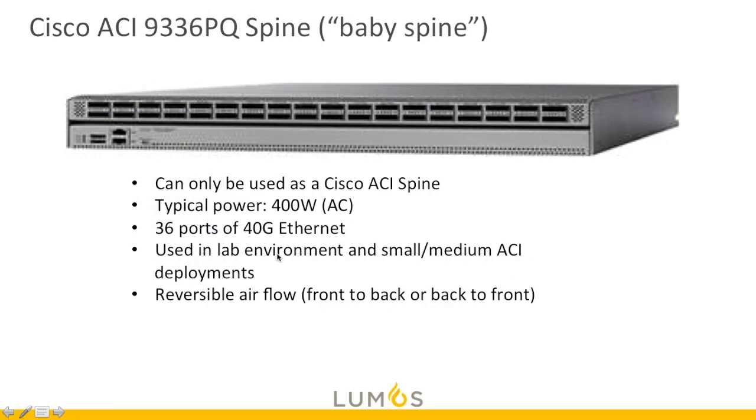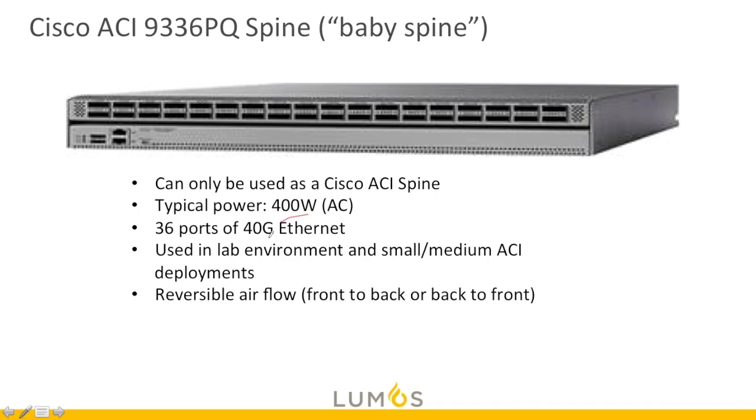We also have the ACI 9336 PQ spine, often referred to affectionately as the baby spine. This switch is a 36 port 40 gig switch. It can only be used as an ACI spine. It cannot be used in NXOS mode, and it can't be used for any other purpose other than an ACI spine. It's 36 ports of 40 gig Ethernet. Typical power consumption is 400 watts. It can go up to 600, I think, is the maximum. And it's typically used in lab environments and small to medium ACI deployments.